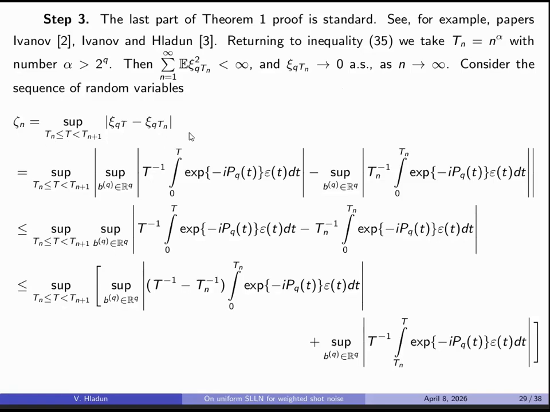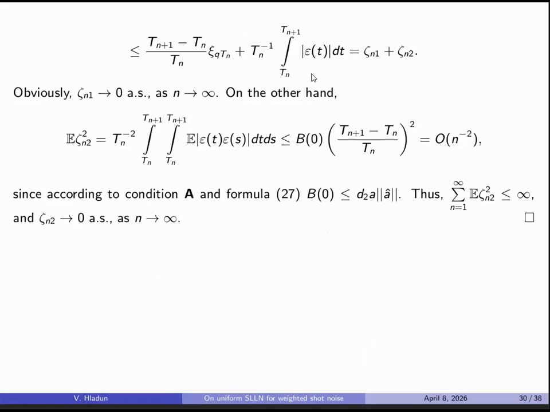Next, we consider the sequence of random variables zeta n, which is written in the first row in this formula. And after some manipulations, we get such a bound for this sequence. And here we use the notation zeta n1 plus zeta n2. And it is obvious that zeta n1 tends to 0 almost surely, as n tends to infinity.